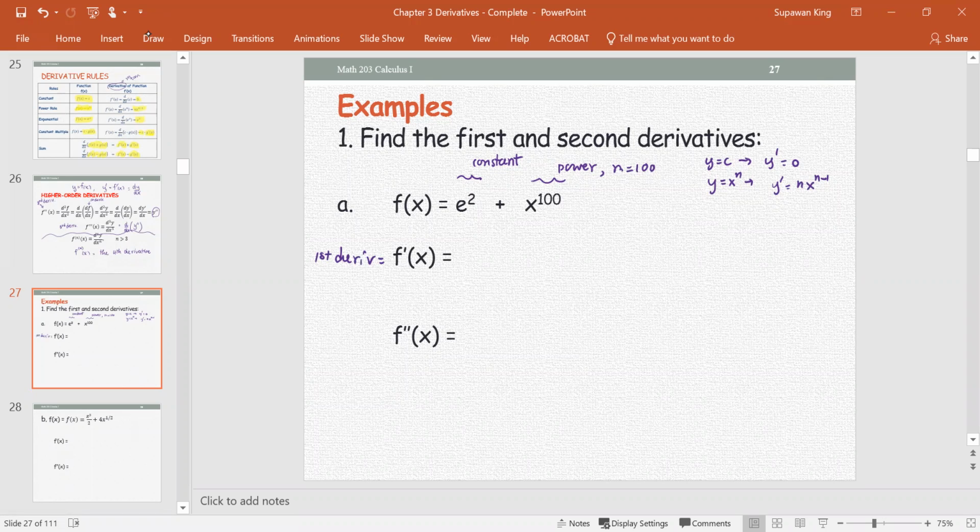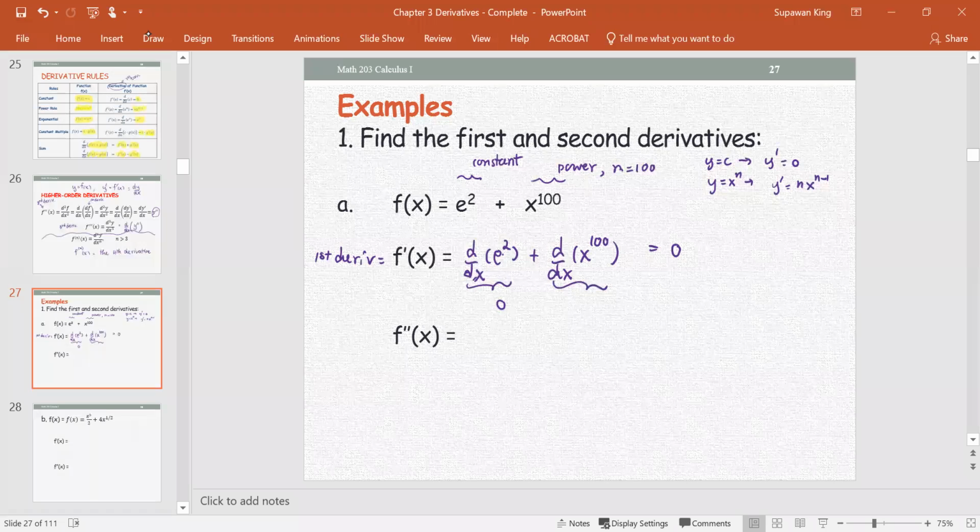the derivative d by dx of e to the second, plus the derivative d by dx of x to the 100. The first one, as the derivative of the constant equals 0, we get 0. The second part, the derivative of x to the 100. As the power n is 100, apply the power rule. We get 100 multiplied by x to the 100 minus 1. Therefore, the derivative is 100 times x to the power 99, or just 100x to the 99, for the first derivative.